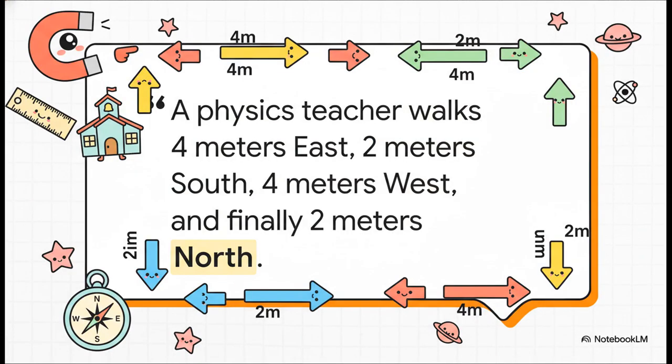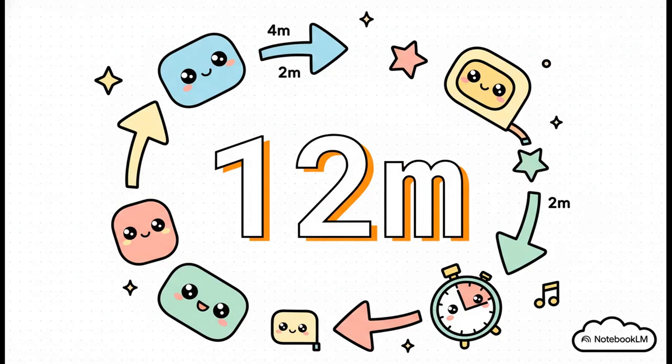Okay, time for a quick pop quiz. Here's a classic example. A physics teacher walks 4 meters east, then 2 meters south, then 4 meters west, and to finish it off, 2 meters north. So first things first, what's the total distance she walked? Yeah, that part's easy, right? For distance, we just add everything up. You just take 4 plus 2 plus 4 plus 2, and you get a total distance of 12 meters. That's our scalar. That's the odometer reading of her little trip.